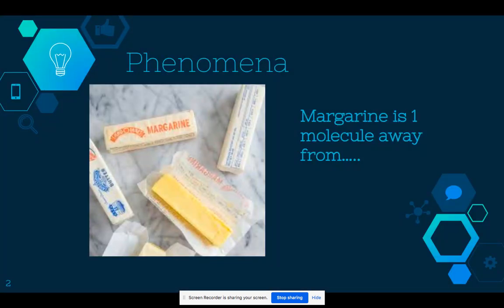So, our phenomenon is margarine is one molecule away from plastic. By just adding one atom to it, we've completely changed it from something that we interact with, that we eat with, to something that we use to hold our water, like plastic water bottles. That just goes to show you how big of a difference one molecule, one atom can make.